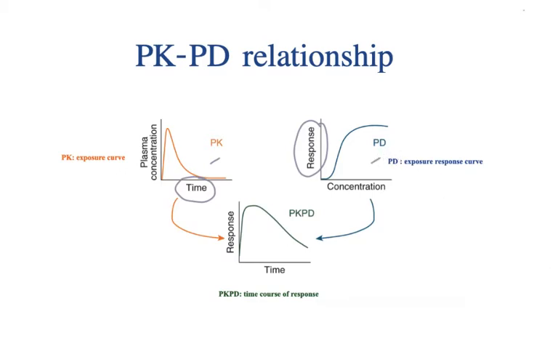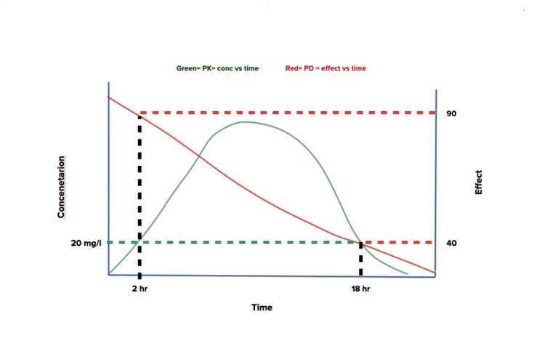To better understand this, let's take this example here. Let's say we're having this graph, and on the y-axis on your left side is the concentration of the drug. On the x-axis we're having the time in hours, and on the y-axis on the right side we're having the effect or the drug response. Let's say we're taking 2 points of time. First is after 2 hours of administering the drug to the patient, and second point is after 18 hours.